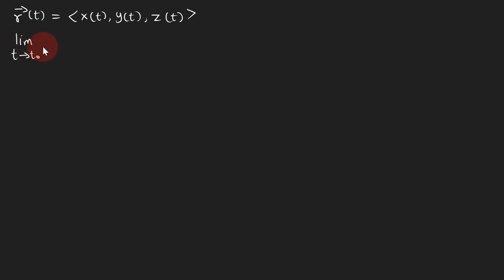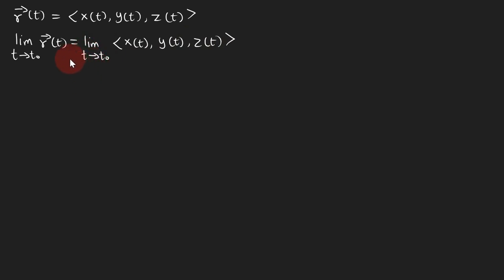naught, for this vector function here, this will be equal to the limit as t approaches t naught for the component functions x of t, comma, y of t, and then z of t. So this is how we write it.